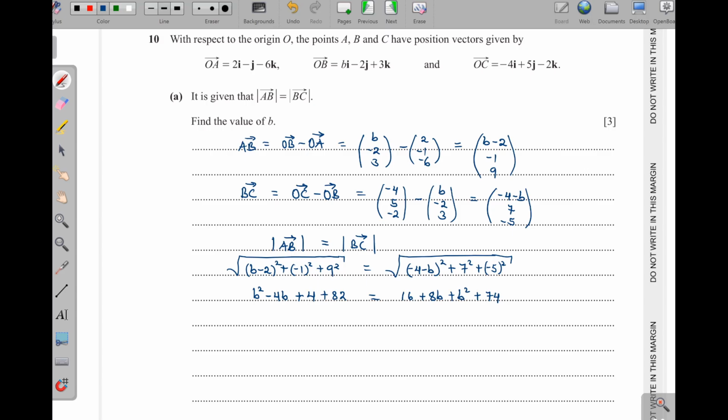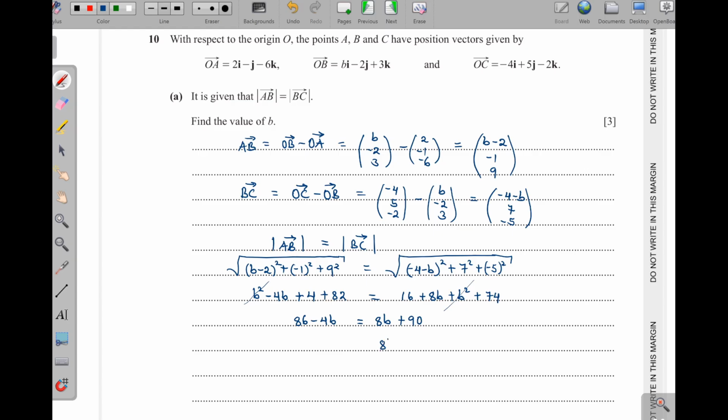Now, B squared, you can see that it is on both sides, so it disappears. Then this one is 86, so we have 86 minus 4B. Then this one is going to be equal to 8B here. 16 added to this will give us a 90. So plus 90. Take this one this side.